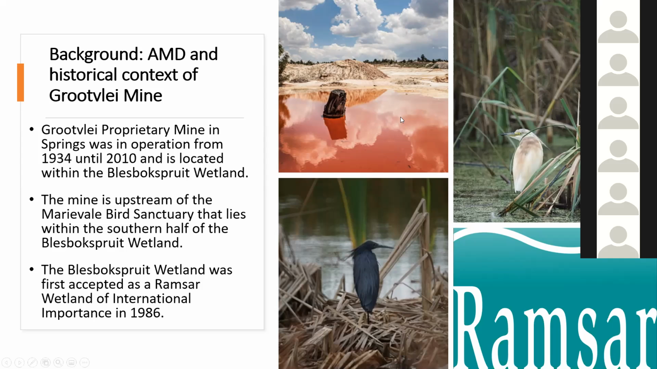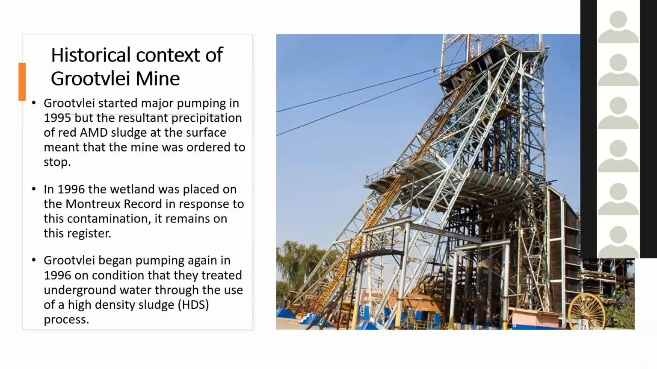So on the top left, this is an image of AMD at an active mine in the Western Basin. On the right, this is an image that Professor Chris Curtis took, when we saw this bird on one of our field trips to Vaal. This is a squacco heron. And on the bottom left, this is a black egret. Both of these birds were photographed in the Vaal Bird Sanctuary. And so we're moving on, just with regards to the historical context of the mine.